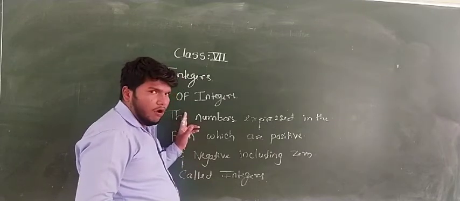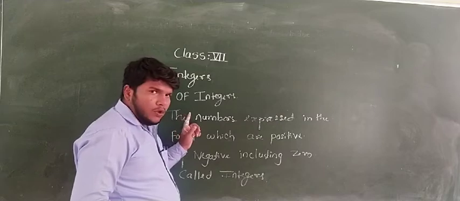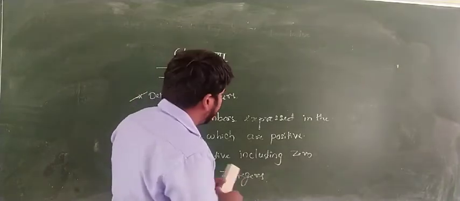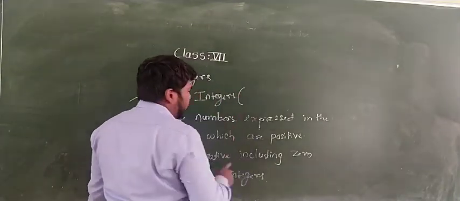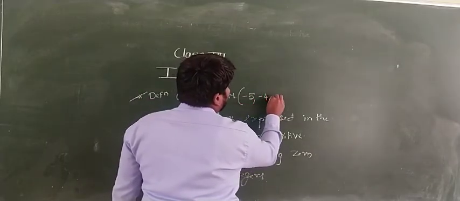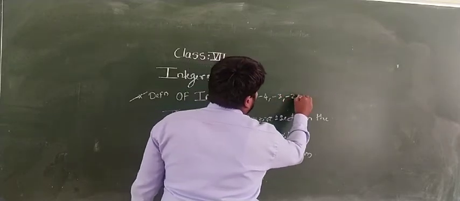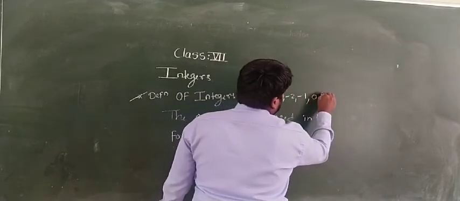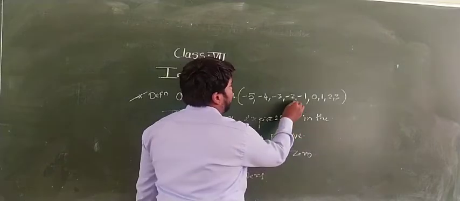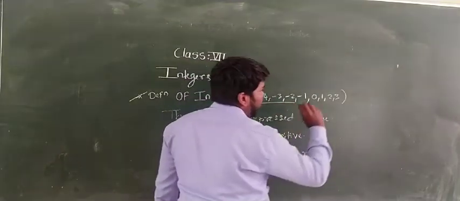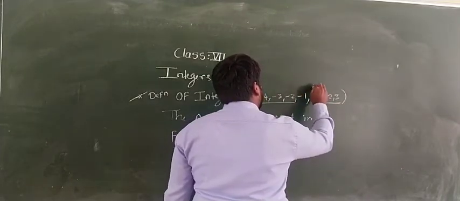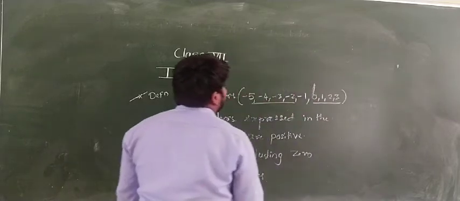So by knowing the examples and by solving some integer problems, we'll come to know what integers are. See here, numbers which are positive and negative: -5, -4, -3, -2, -1, 0, 1, 2, 3. The numbers which are on the left are called negative integers. The numbers which are on the right are called positive integers. And this 0 is neutral.